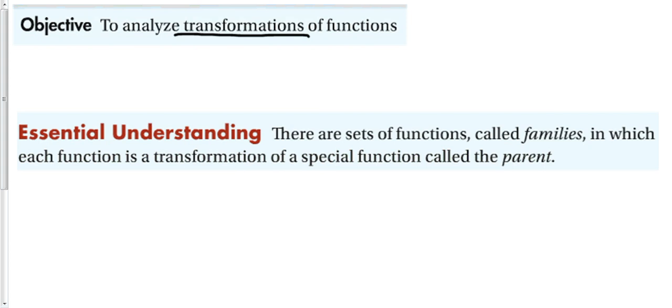And what we should know, our essential understanding, is that there are sets of functions called families, where each function is a transformation of a special function called a parent. We'll get into more of that in a minute. But the idea here is that every family is going to have the simplest form of a function, and from there we can make more complicated and more elaborate types of functions from that parent, from that simplest case.